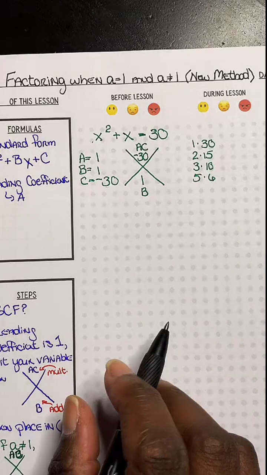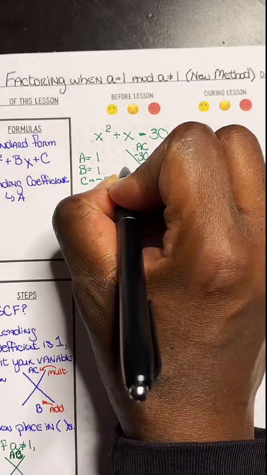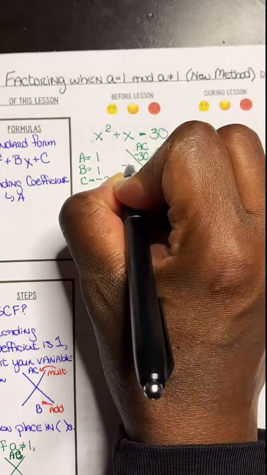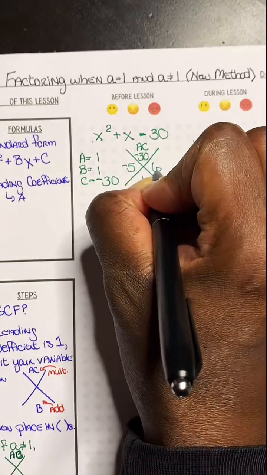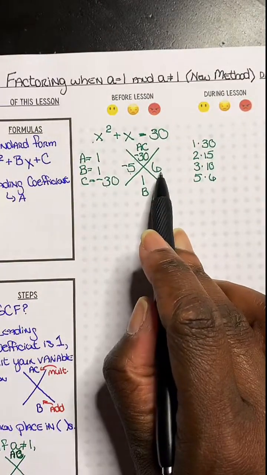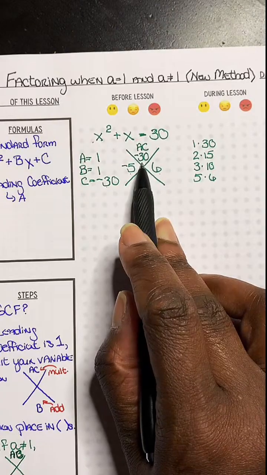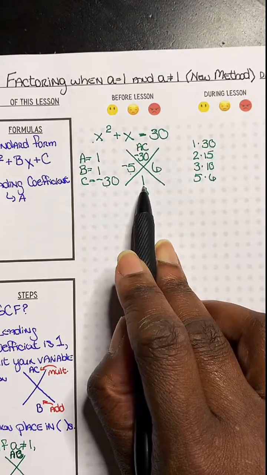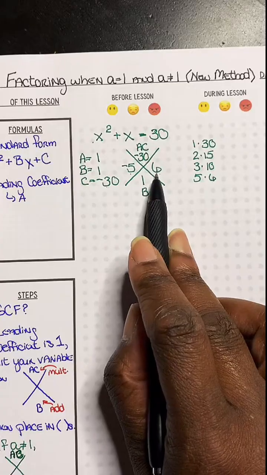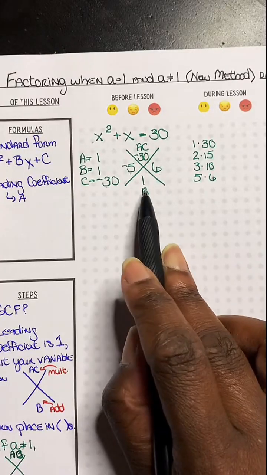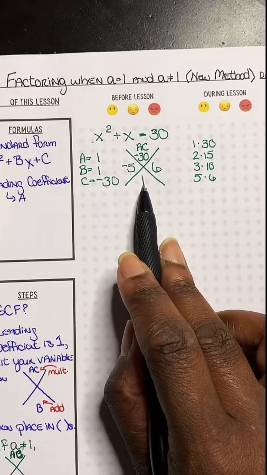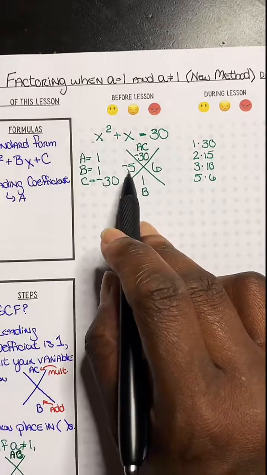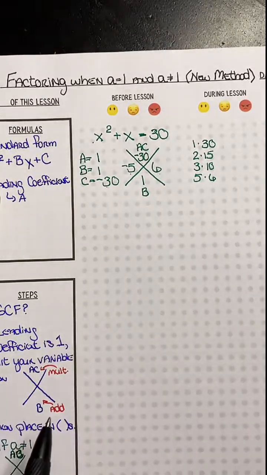All right, let's take a look. So if I use negative 5 and positive 6, negative 5 times 6 gives me negative 30. And negative 5 plus 6 will give me a positive 1. If I have $6 and I spend $5, I still have $1 left. So these two are going to be my factors.